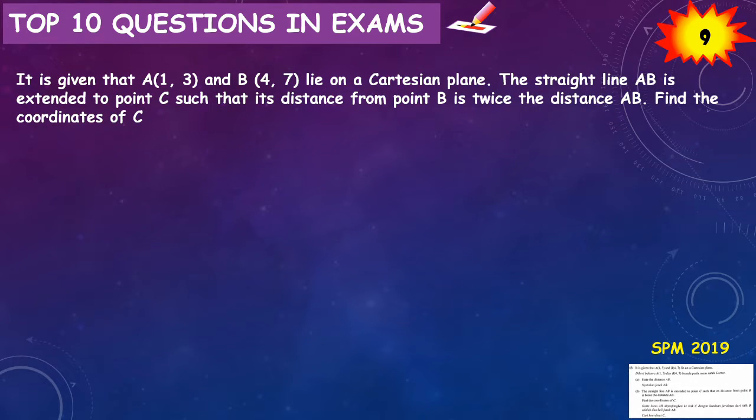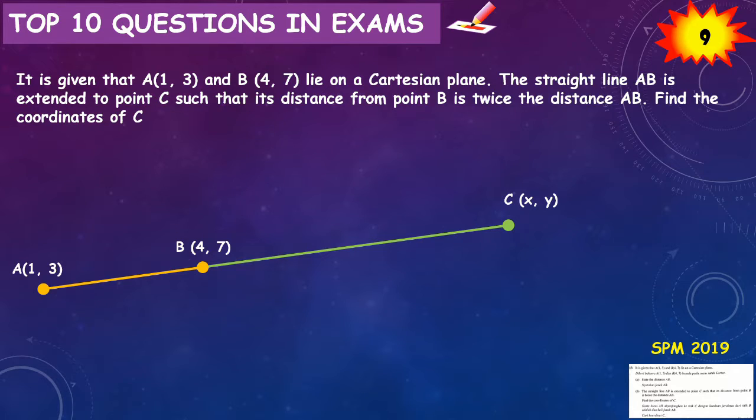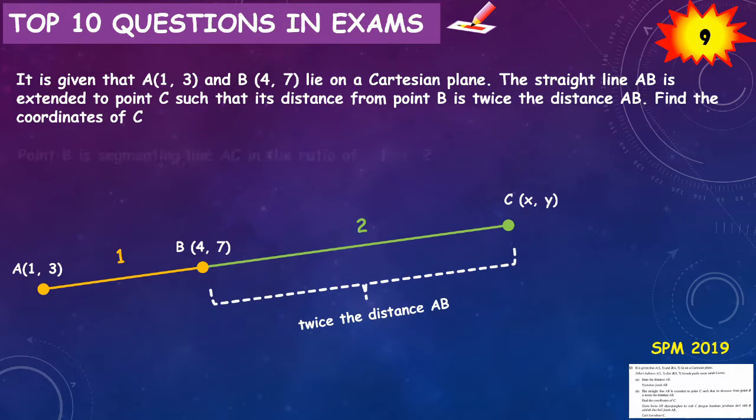It is given that point A (1, 3) and point B (4, 7) lie on the Cartesian plane. The straight line AB is extended to point C such that its distance from point B is twice the distance of AB. Find the coordinates of C. First, we roughly sketch the line AB. We then extend the line to point C, making the length BC twice the length of AB. Looking at this sketch, we know point B is segmenting line AC in the ratio of 1 to 2.